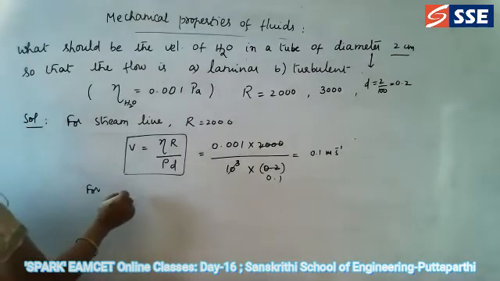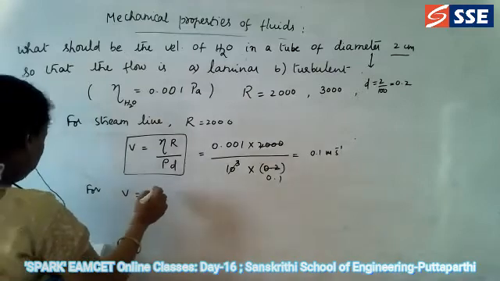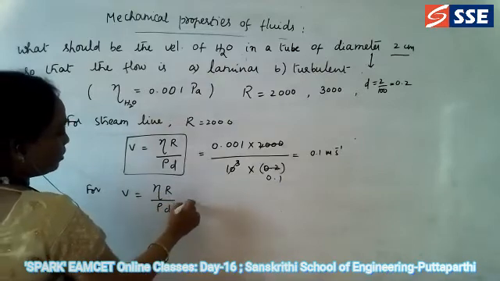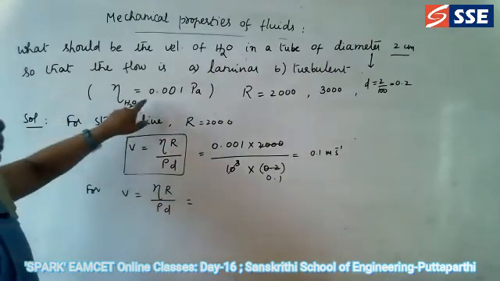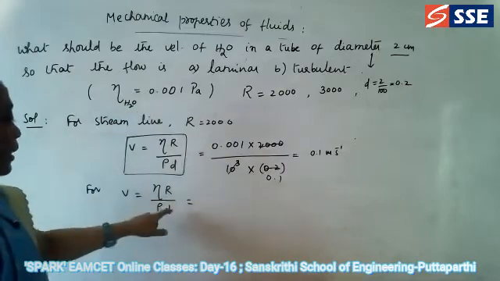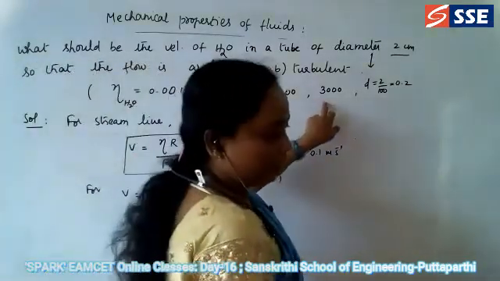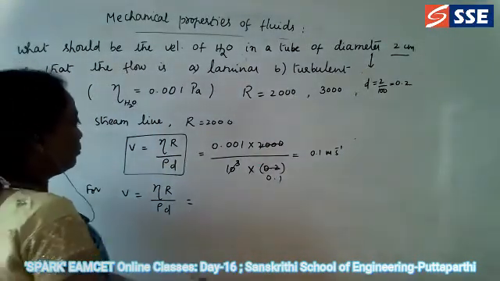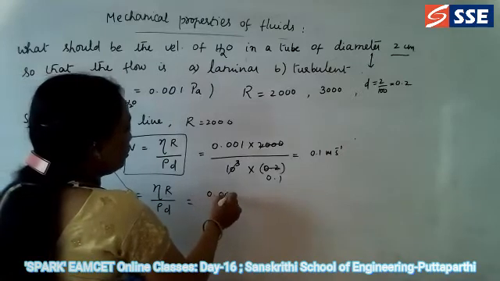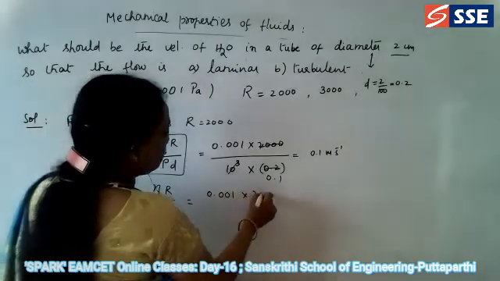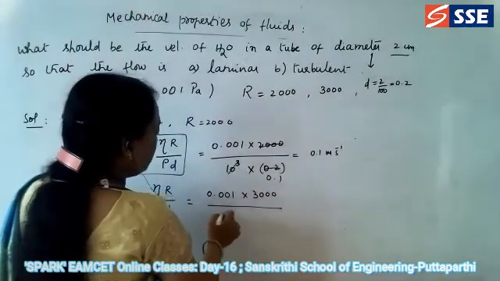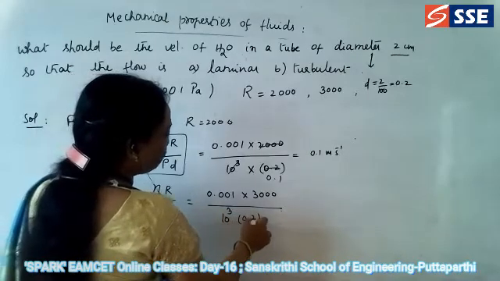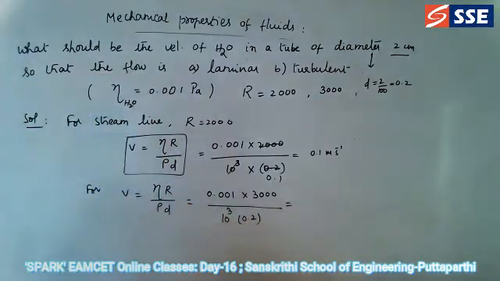For the second case, velocity is given by the same formula, eta R by rho into D. Substituting the eta value, the same viscosity of water, but the Reynolds number is 3000. So substituting all the values: 0.01 into Reynolds number 3000, by rho is 10 cube, and diameter is taken as 0.2. Substitute all the values.